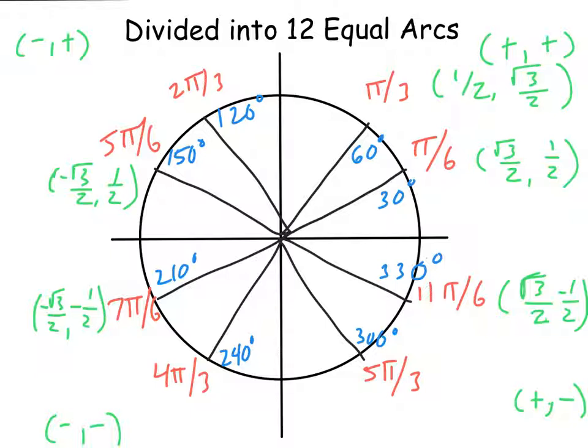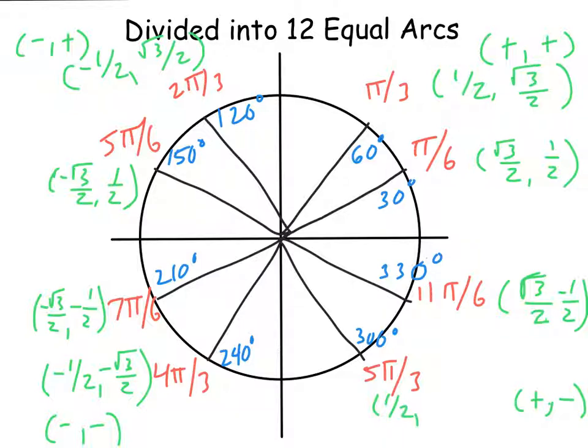So now I'm looking at all the ones that are based off of pi over 3, and I'm filling in the same pattern. Over in quadrant 2, 1/2 needs to be negative. Down to 4 pi over 3, down here both need to be negative. And then over to 5 pi over 3, the x-coordinate of a half is positive, but the y-coordinate must be negative. And I believe that's it.